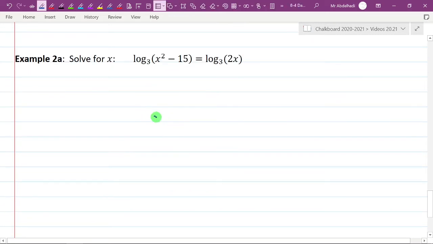Okay, let's try this next one here. We have a log base 3 of something equal to a log base 3 of something else. So since the logs do match and they have the same base, log base 3 and log base 3, you can drop the logs. Now you end up with x squared minus 15 equals 2x. All right, and yet it's another quadratic. So once again, with quadratics, you need to get a 0 on the right side. So let's get rid of the 2x here. And now we have x squared minus 2x minus 15 equals 0.